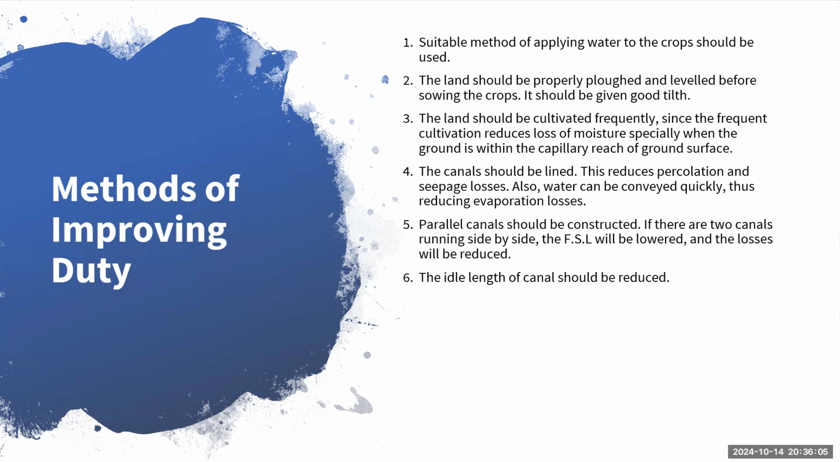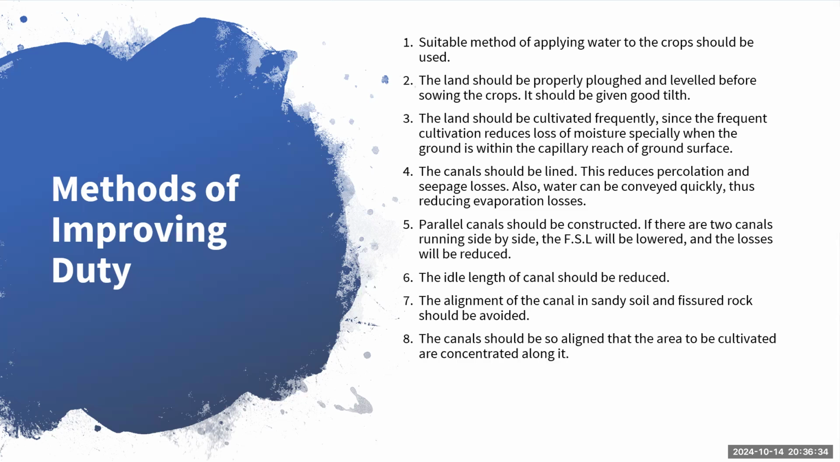The length of canal should be reduced. While planning the conveyance system, the length of canal should be minimum. The alignment of canal in sandy soil and fissured rock should be avoided. If it is a sandy soil, meaning a coarse grained soil, and if it is a fissured rock, there is more chance for percolation. So alignment through such soil should be avoided.